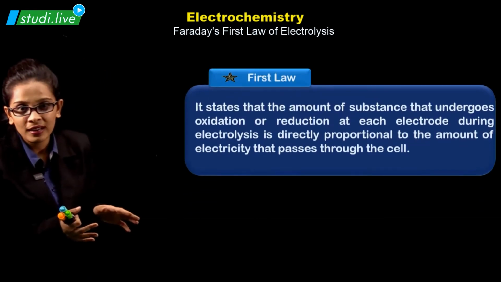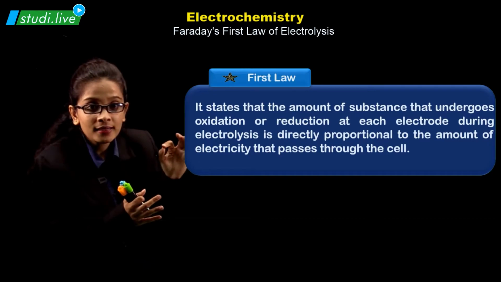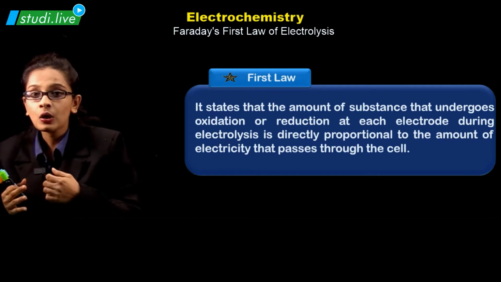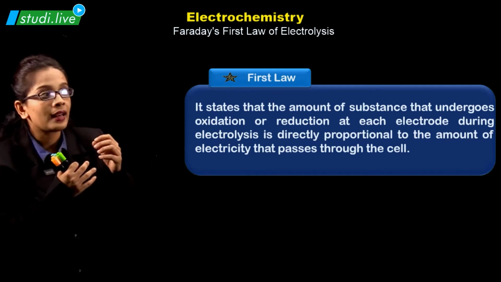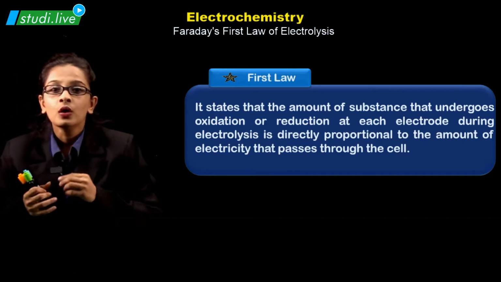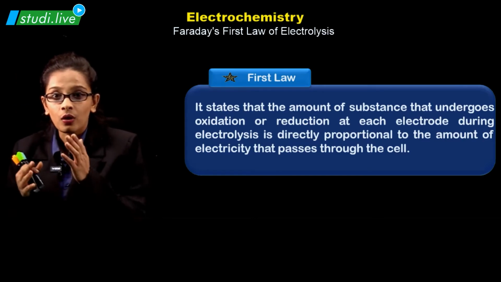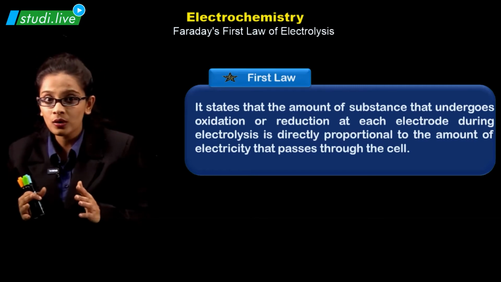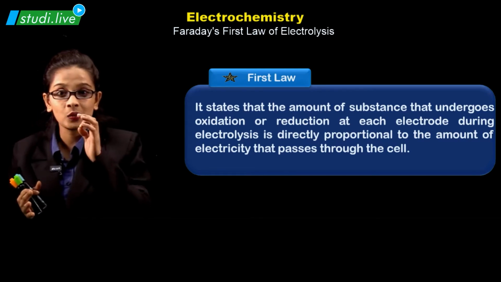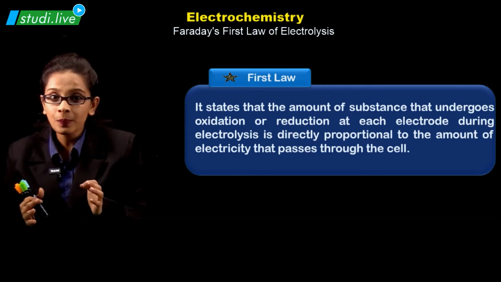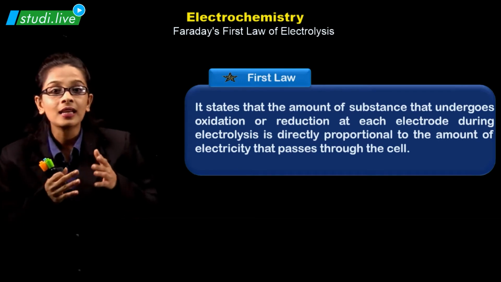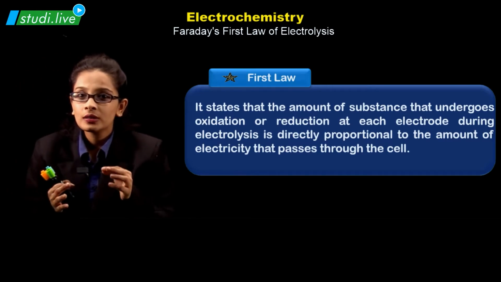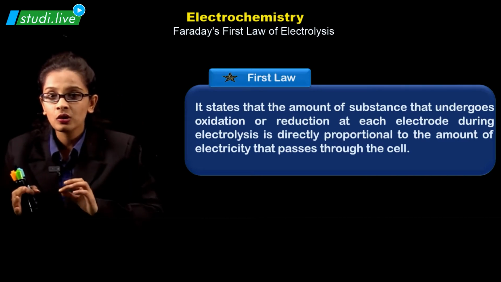So Faraday's first law of electrolysis says that the amount of substance that has been undergoing oxidation or reduction when we are carrying out an electrochemical process, so the amount of substance undergoing oxidation or reduction at each electrode during electrolysis, is directly proportional to what? It is very important to remember, it is directly proportional to the amount of electricity that we pass through the cell. Yes or no? Definitely yes. So this is nothing but Faraday's first law of electrolysis.